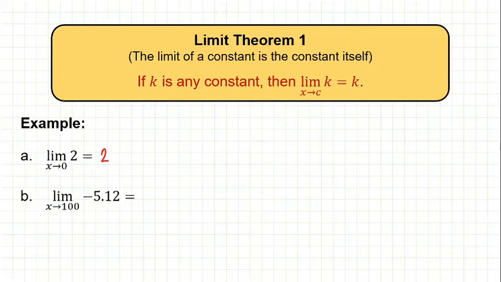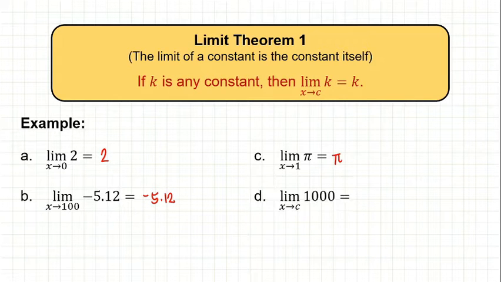Now, for letter B, we have the limit of negative 5.12 as x approaches 100, so the answer will be negative 5.12. For letter C, we have the limit of pi as x approaches 1. So the answer will be pi, since pi here is a constant. And that is approximately equal to 3.14, right?